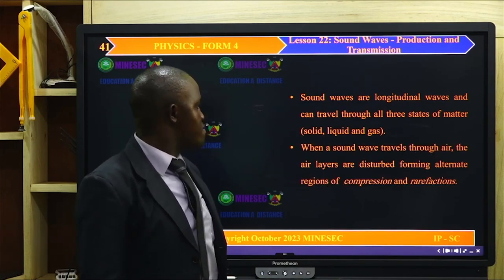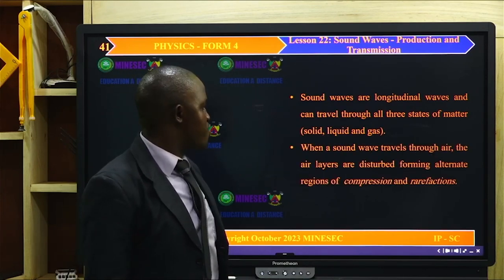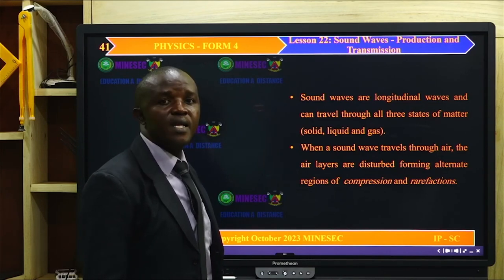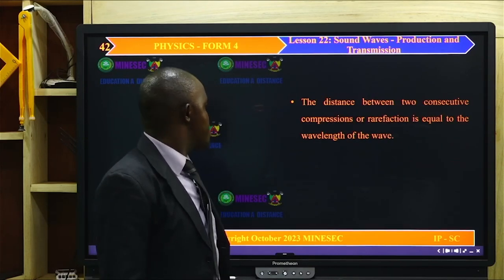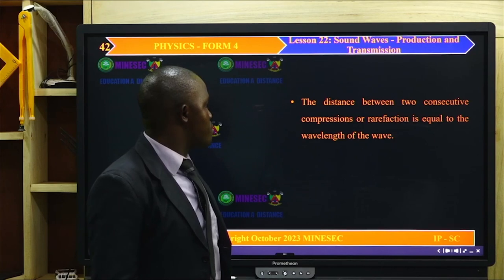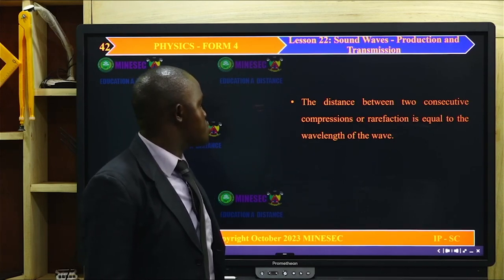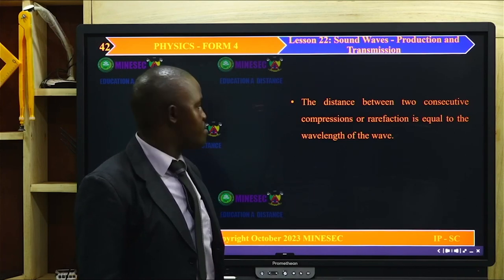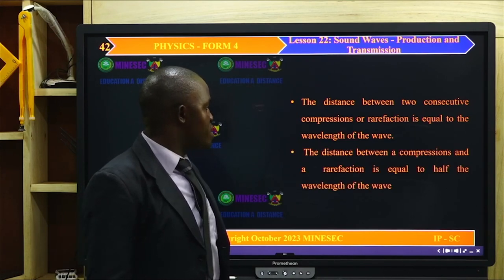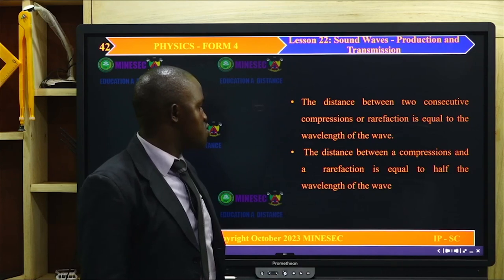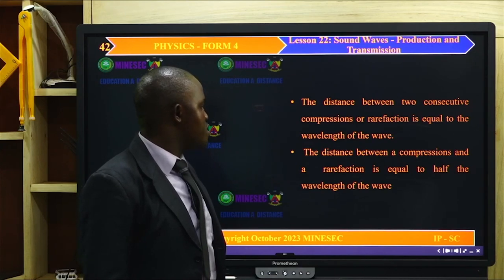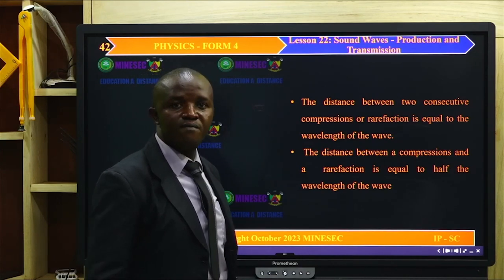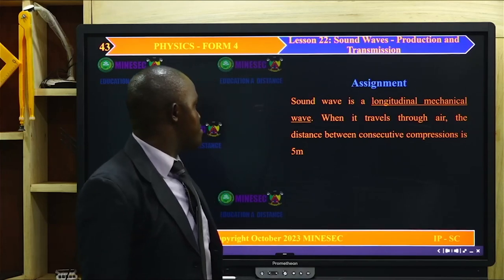When a sound wave travels through air, the layers are disturbed, forming alternate regions of compression and rarefaction. The distance between two consecutive compressions or rarefactions is equal to the wavelength of the wave. That is what we established. The distance between a compression and a rarefaction is equal to half the wavelength of the wave. Those are facts that we have sought to establish.